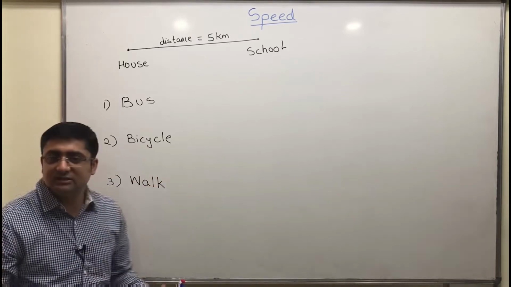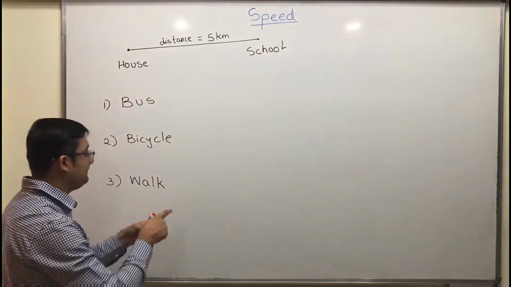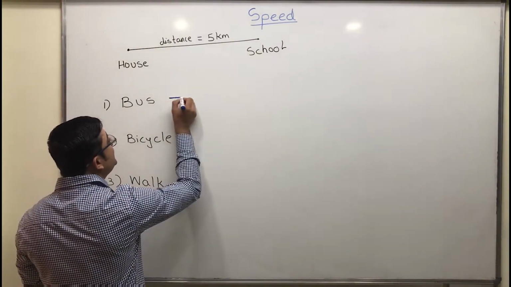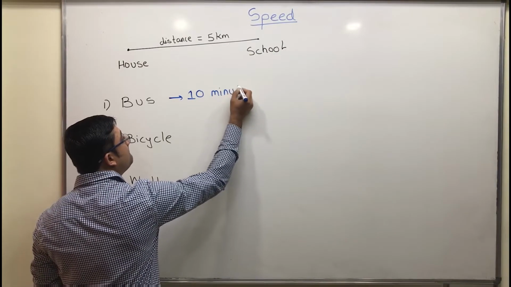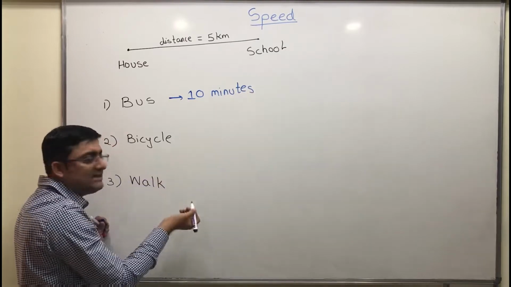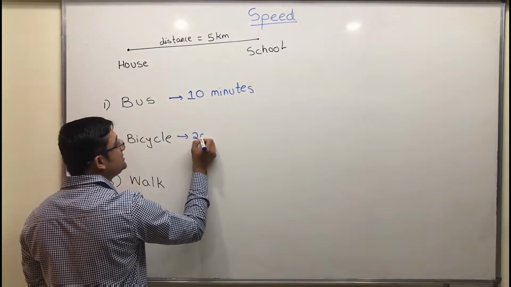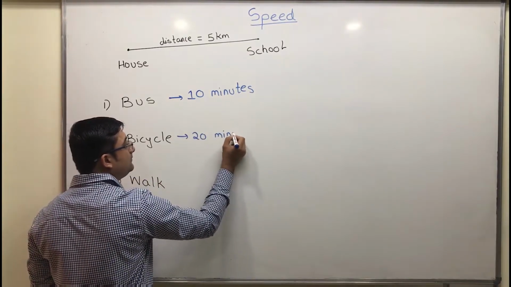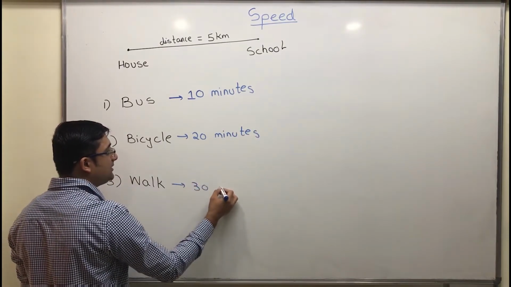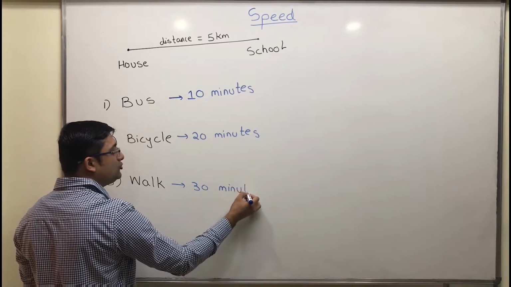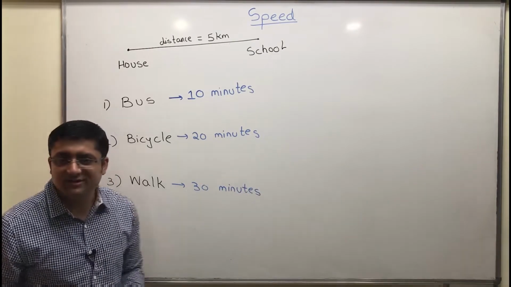Now, each of these will take certain amount of time. So let me write down the time. So let's say if you go by bus, it takes you 10 minutes to reach the school. Next, if you go by bicycle, let's say it takes you 20 minutes. And if you go walking, let's say it takes you 30 minutes. Walking or jogging, right? You can always jog first thing in the morning.